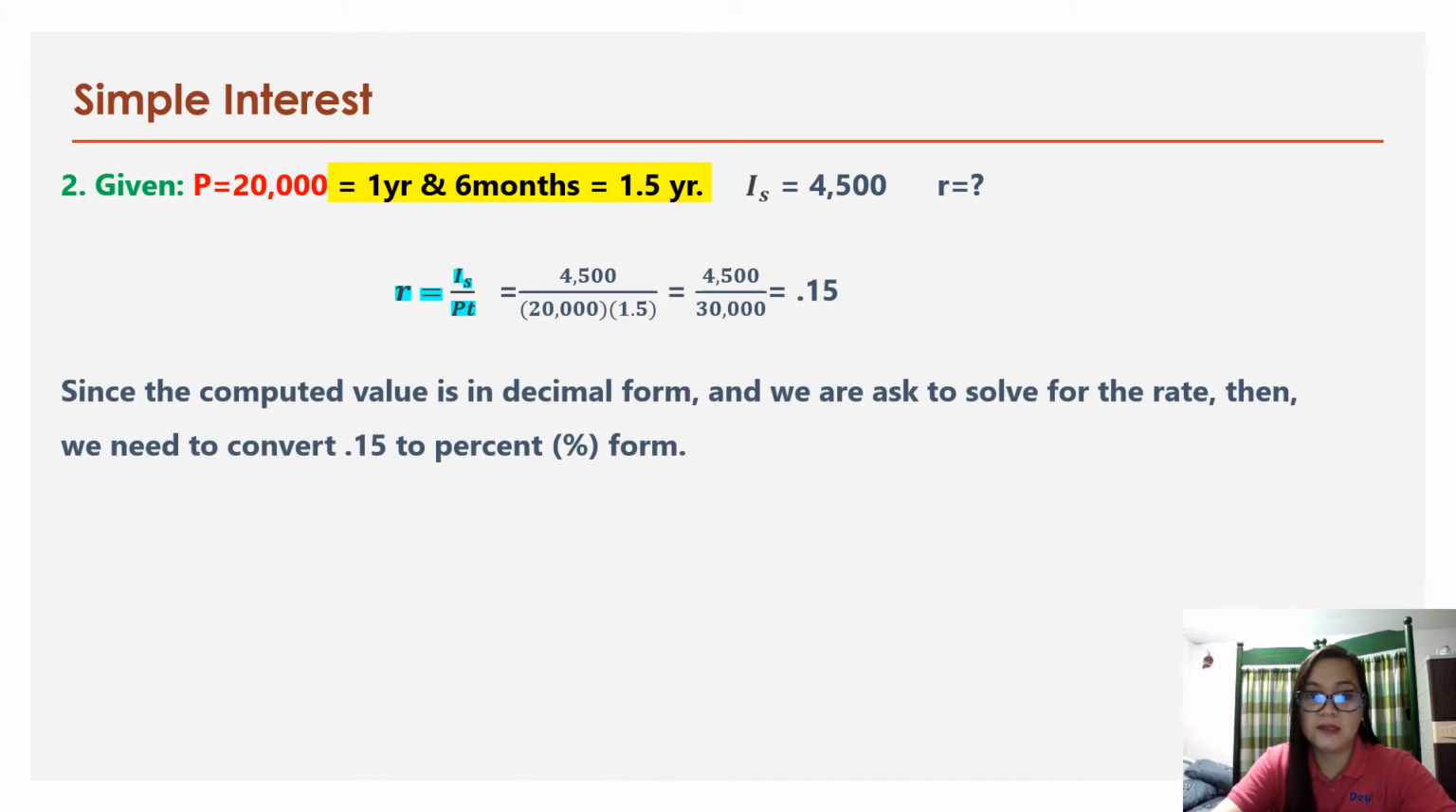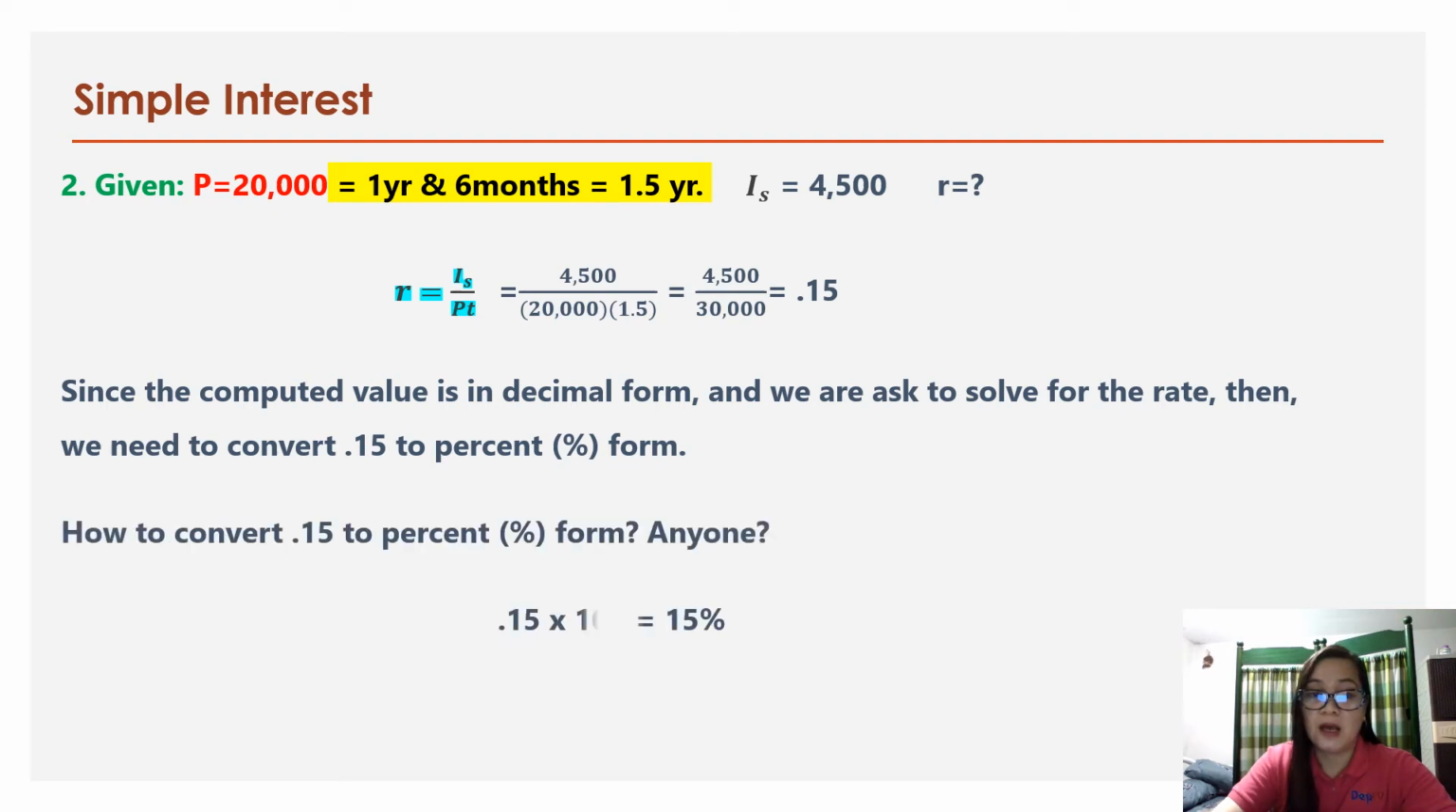Since the computed value is in decimal form and we are asked to solve for the rate, we need to convert 0.15 to percent form. How do we convert to percent form? Anyone? We are just going to multiply it by 100 to get its percent form. So therefore, the rate is 15%.